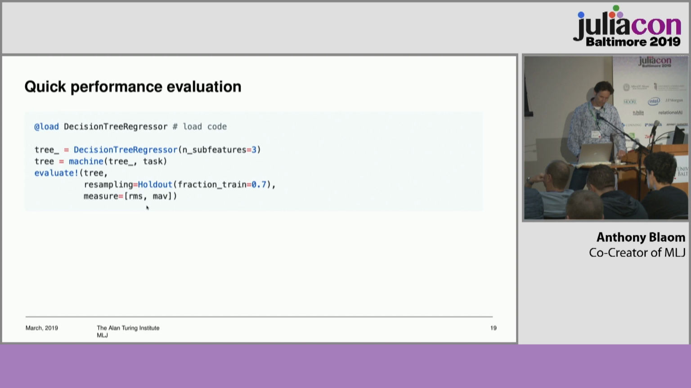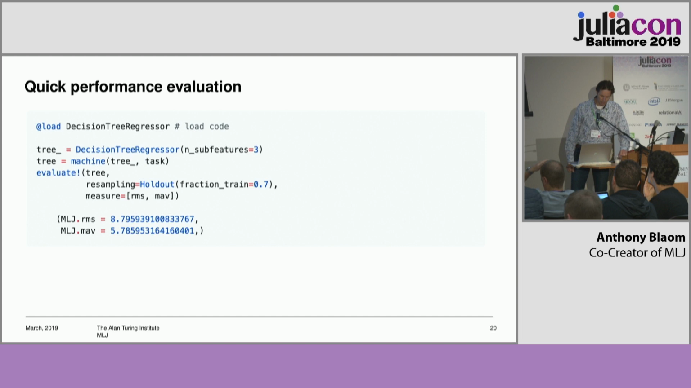The first step, if you wanted to evaluate a model, would be to load in the code, because the model search just tells you what models are around. It doesn't actually bring the model code into scope. So you load the model code. Then this next line instantiates the model, in this case some kind of decision tree. Then there's a step that wraps the model with the data, the task. And then in just one line you can evaluate the model according to some resampling strategy, such as the holdout strategy I mentioned in that first example, and you can specify any number of metrics for measuring your performance. So that's one kind of task.